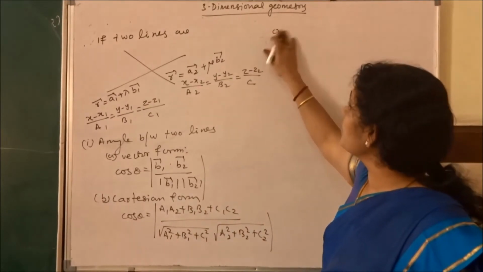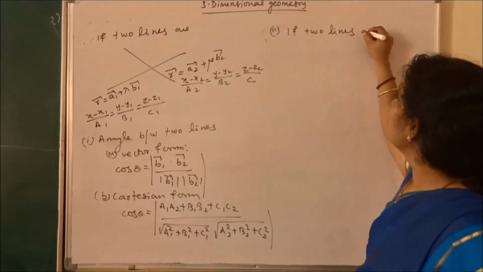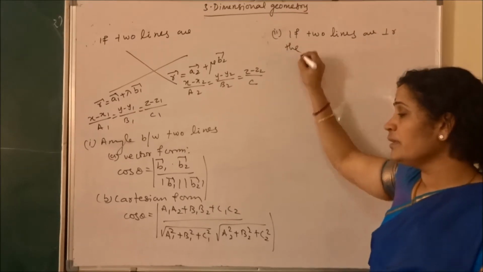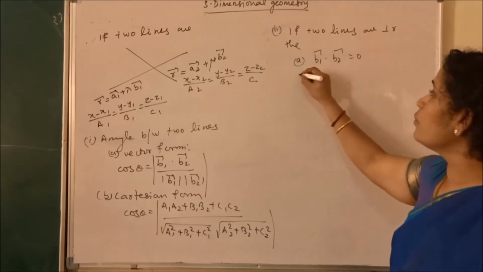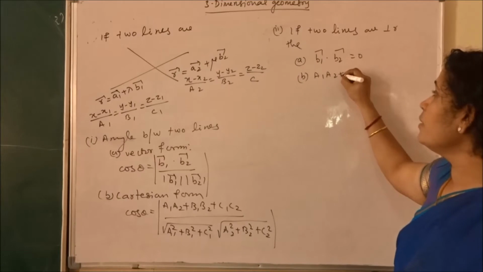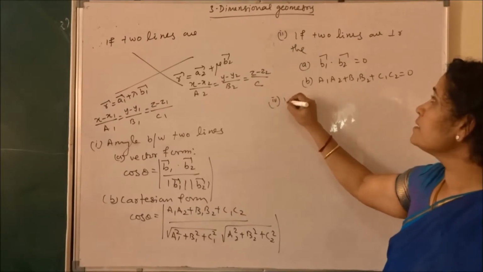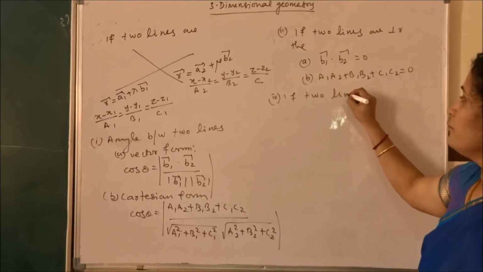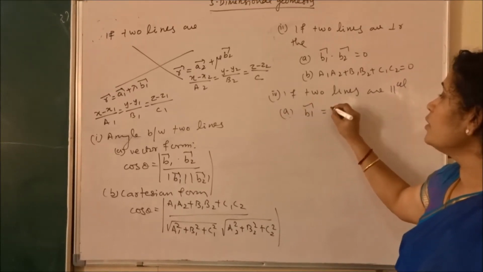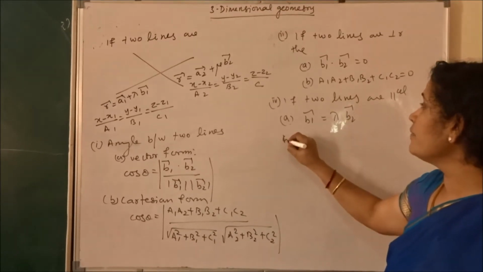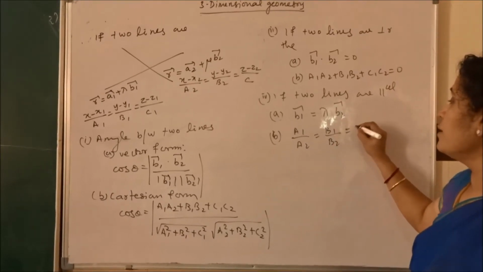0. Now another result I am giving: if two lines are perpendicular, then automatically theta is 90, as I told you, so either b1 dot b2 of the direction ratios equal to 0, or otherwise a1 a2 plus b1 b2 plus c1 c2 equal to 0. Now suppose two lines are parallel, then what will we get? Number one, b1 vector equal to lambda into b2 vector. Otherwise, I can say a1 by a2 equal to b1 by b2 equal to c1 by c2.